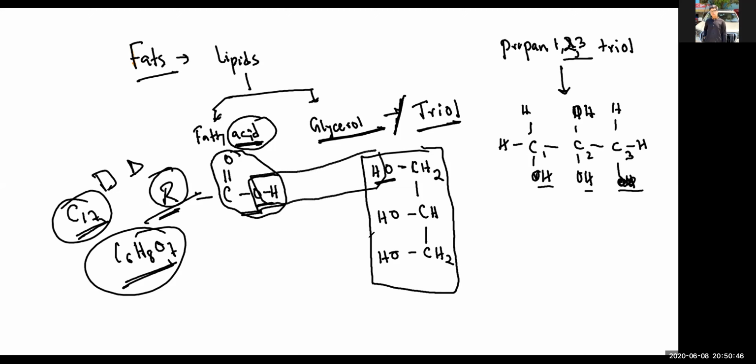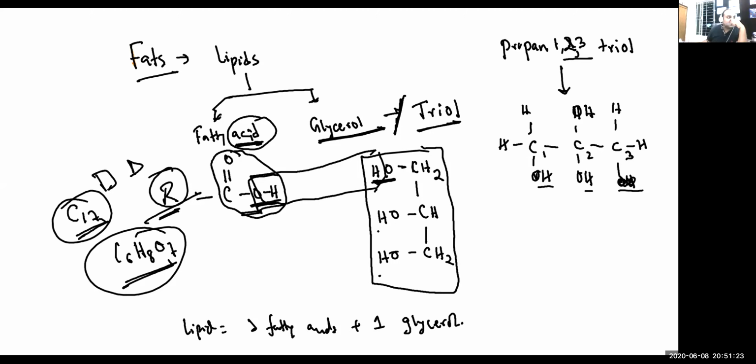So for 3 alcohols, how many acids do we need? 3 acids. For one alcohol I need 1 acid. So for 3 alcohols, how many acids do we need? 3 acids. So a lipid is made up of 3 fatty acids plus 1 glycerol.